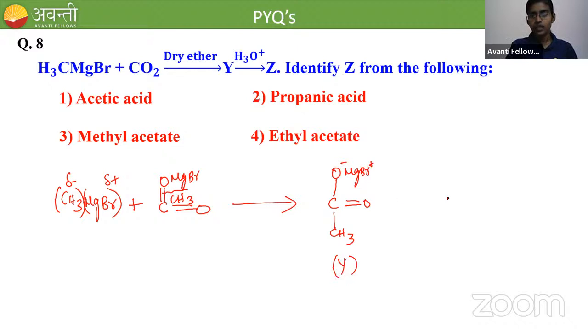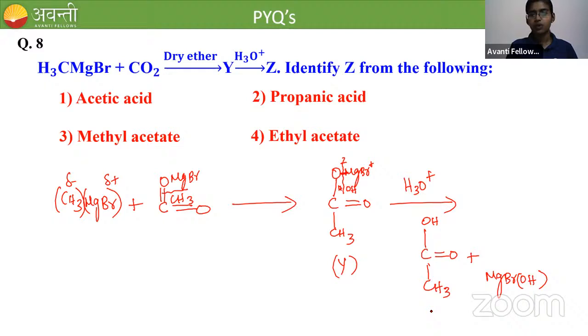And compound Y is treated with H3O plus, acid hydrolysis. On acid hydrolysis, the given compound produces an acid, right? You have to break this O-MgBr bond and we add a water molecule to the system. You add the H plus of the water molecule to oxygen and the OH of the water molecule to MgBr. So at the end we get C double bond O, CH3 and OH, plus MgBrOH. So this is compound Z.